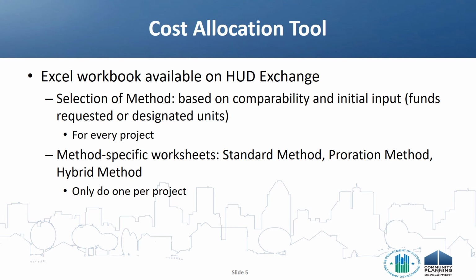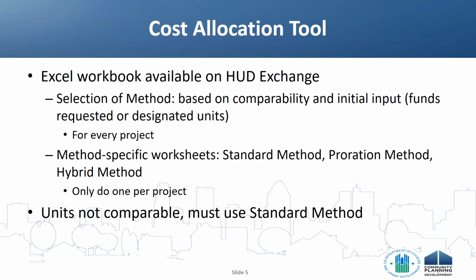The CPD Notice outlines three methods: the standard method, the proration method, and the hybrid method. As a result, the tool includes specific worksheets for each of the methods of cost allocation. However, for any given project, only one method worksheet will be completed. In other words, the cost allocation for each project will include two worksheets: the selection of method sheet and the method-specific sheet.